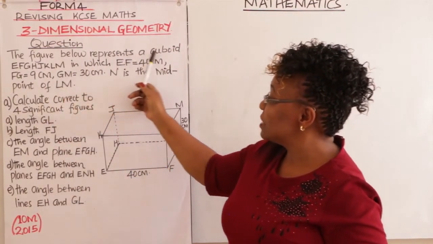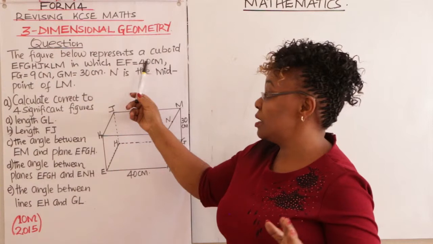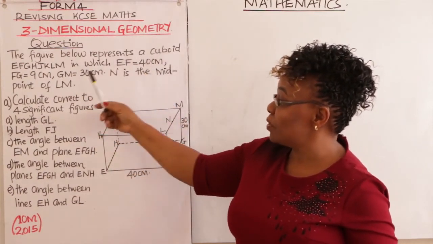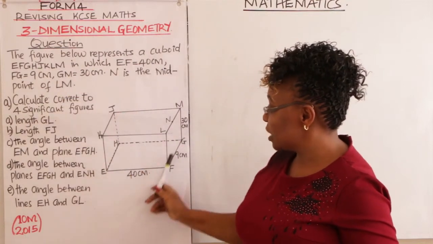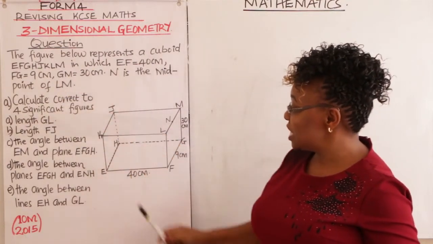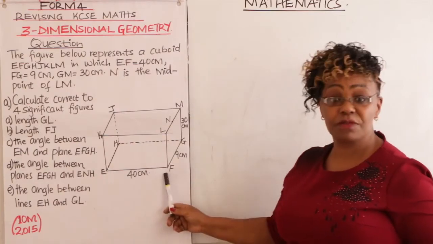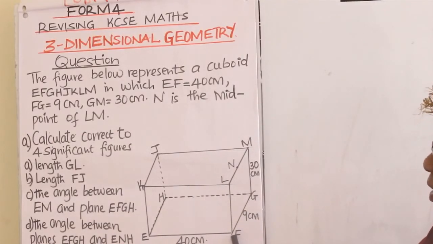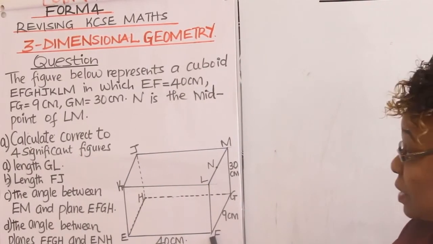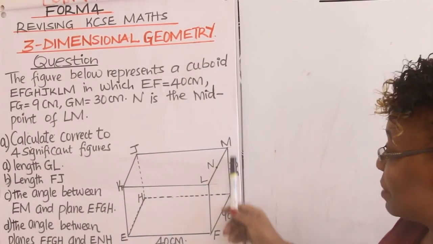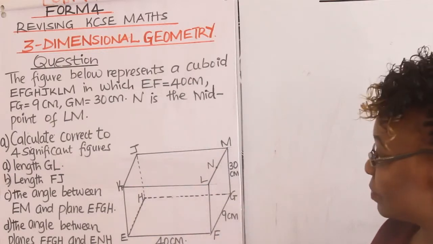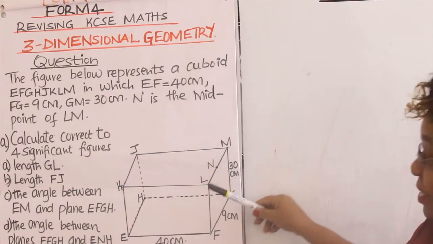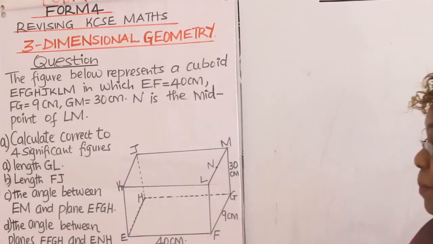The figure below represents a cuboid. Make sure you read the statement, the question. This cuboid here, you check, in which EF is 40. EF is 40. Yes? FG is 9. Confirm whether you have all the measurements. GM is 30 centimeters. Good. N is the midpoint of LM.